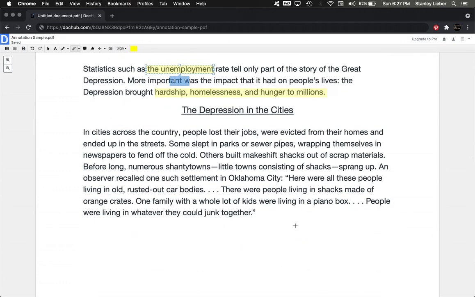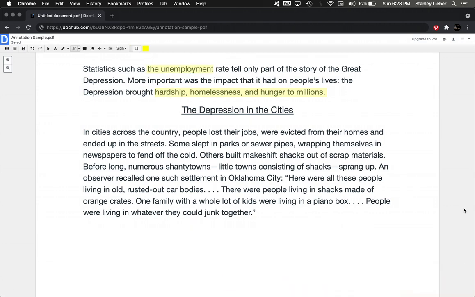As we read in this next section, the Depression in the cities, it starts to talk about cities across the country. People lost their jobs. Okay, we've got unemployment highlighted up here. They were evicted from their homes and ended up on the streets. We've got homelessness highlighted. Some slept in parks or sewer pipes and wrapped themselves in newspaper to fend off the cold. So we're really starting to dig in to a lot of these hardships. So I'm going to start making a connection now.